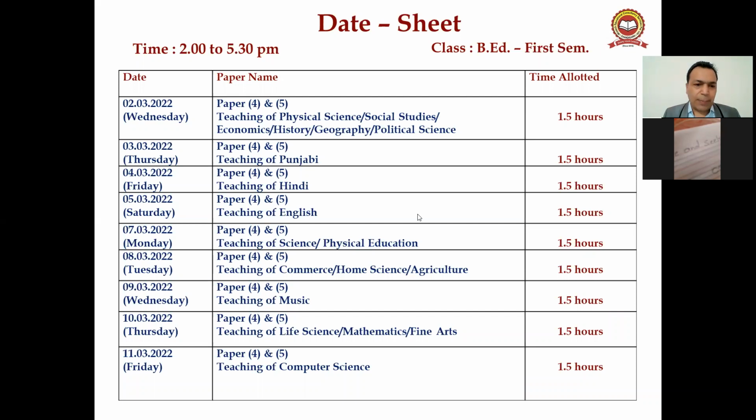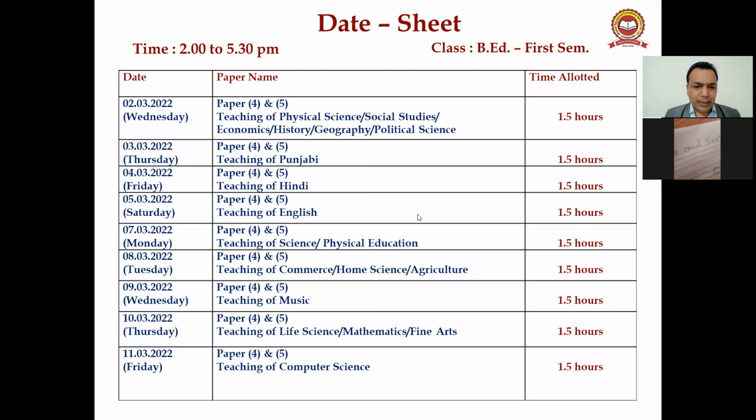On 7th, the paper is teaching of science and physical education, right, guys? On 8th, the paper is teaching of commerce, home science, or agriculture. Those who have opted for this subject combination, teaching of commerce, home science, or agriculture, will be examined by the university on 8th of March. On 9th of March, Wednesday, the paper is teaching of music.